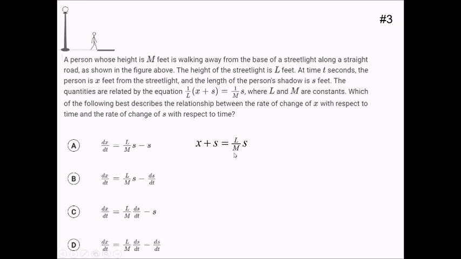Next thing I'm going to do is take the derivative with respect to time of everything here. So going from left to right, derivative of x, that's going to be dx over dt. For s, we're going to have ds over dt that we're adding there. And on the right side, L over M is a constant, so it's just along for the ride. So we're going to get L over M times ds over dt. And if you look at all these answer choices, they've isolated dx over dt. So to do that, I'm just going to subtract ds over dt from both sides. And that gives me one of these answer choices. It looks like that's going to be answer choice D.